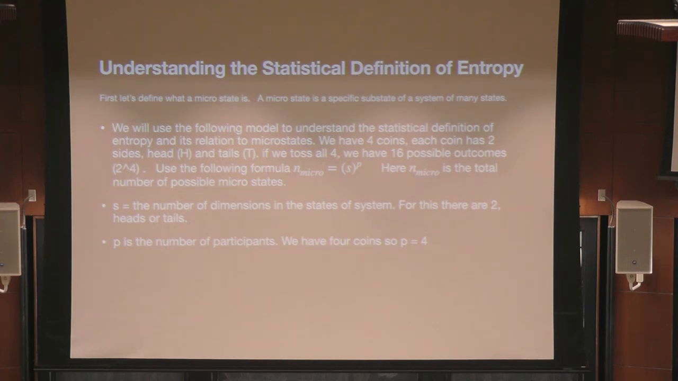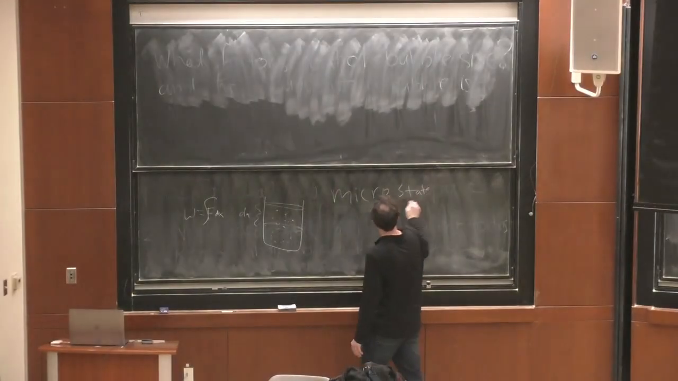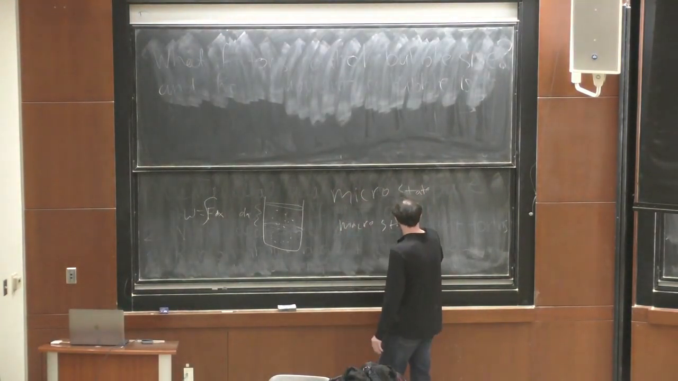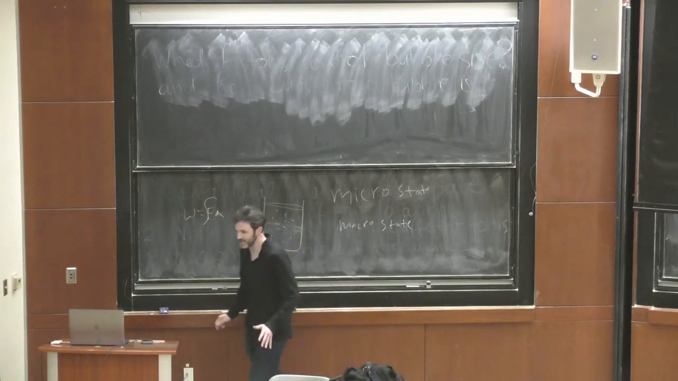So let's define what a microstate is. A microstate is a specific substate of a system that has many states. There's a microstate and a macrostate. And these are important concepts for thermodynamics. So we have microstates, and then macrostate. We'll talk about what each of these means.